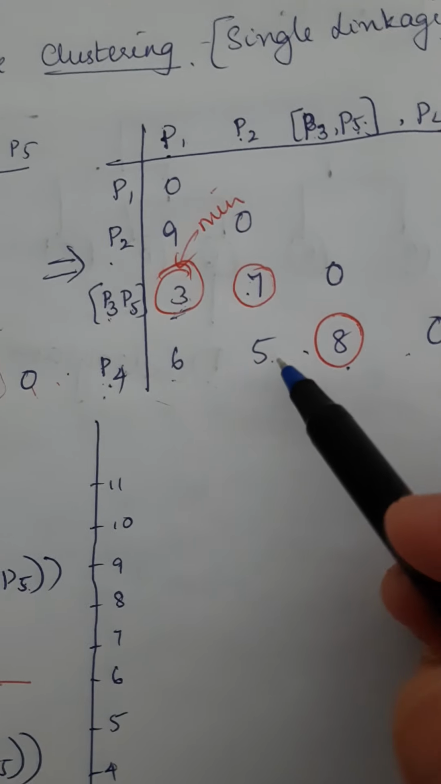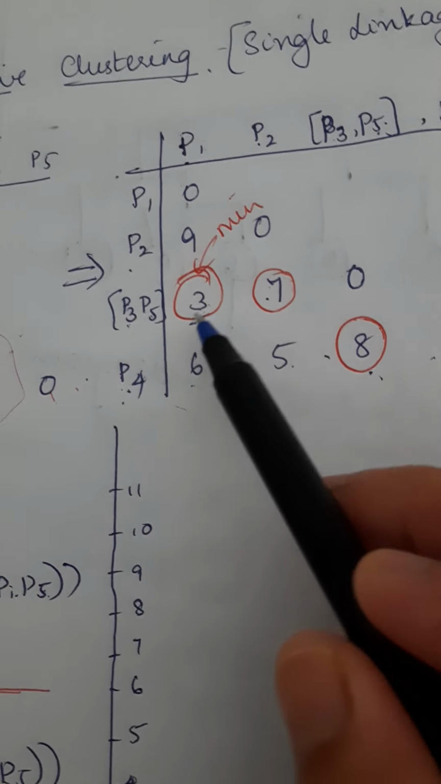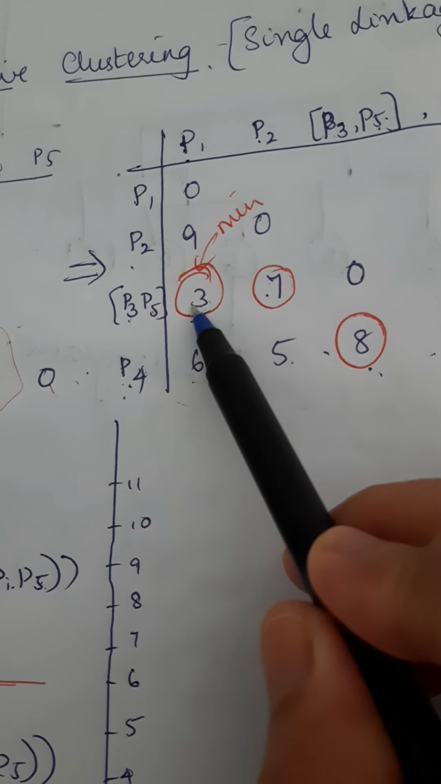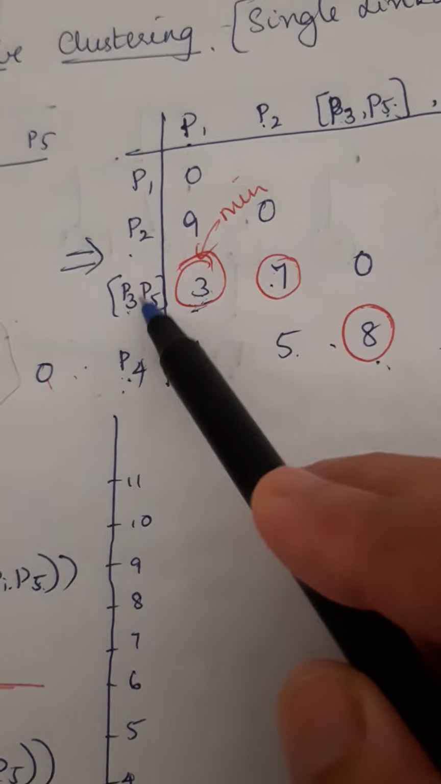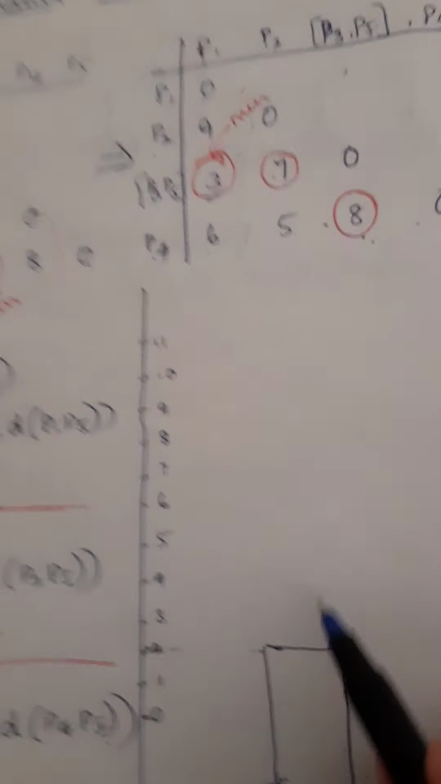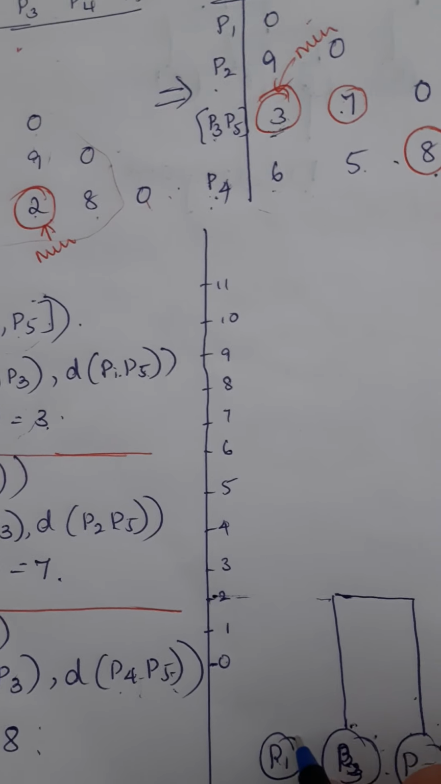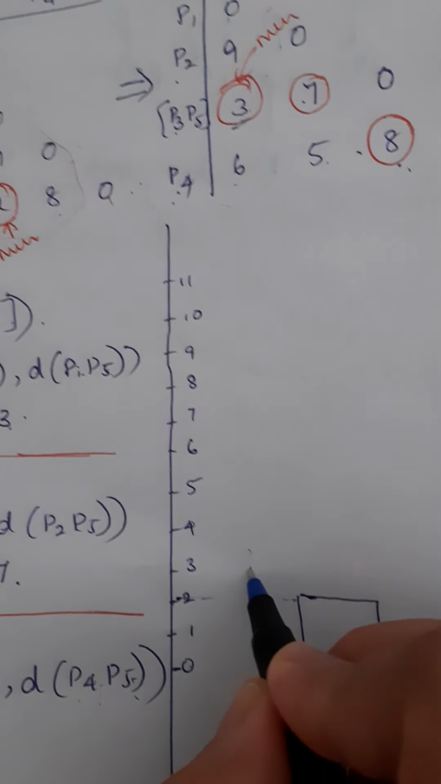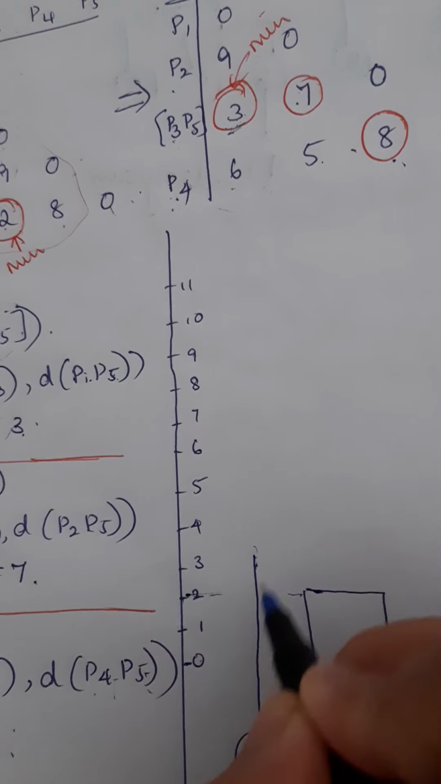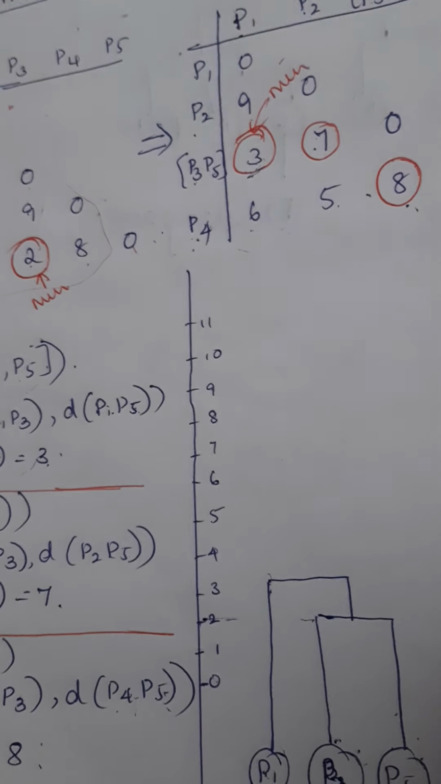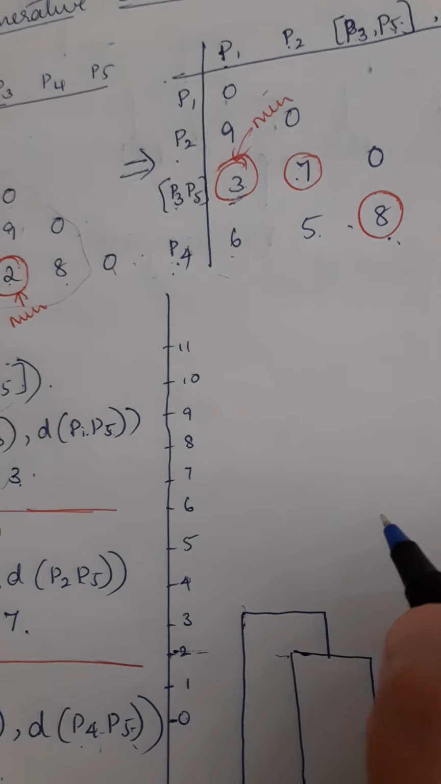Now what we have to do? The least value among these three is how much? 3. 3 is a combination of P1 and P3, P5. So in my dendrogram, I go back. Already P3, P5 are combined. Now I have to combine P1 at a height of 3. Okay. So I will join one more over here at a height of 3. So this is my second cluster.